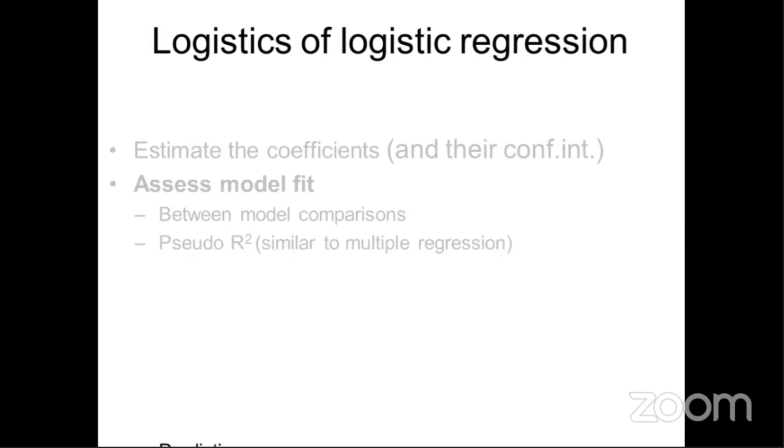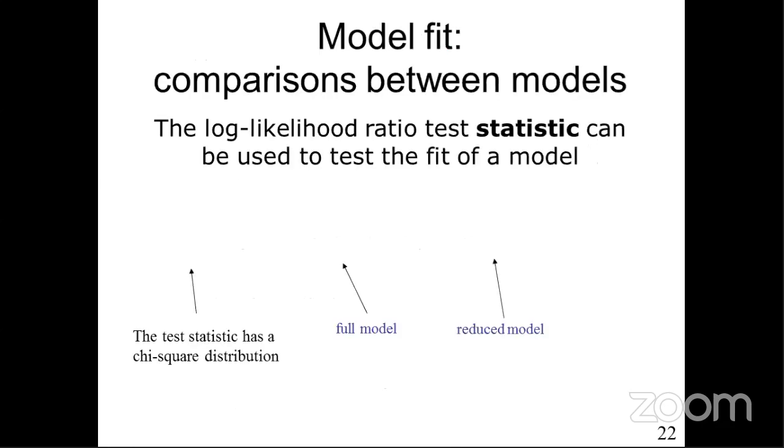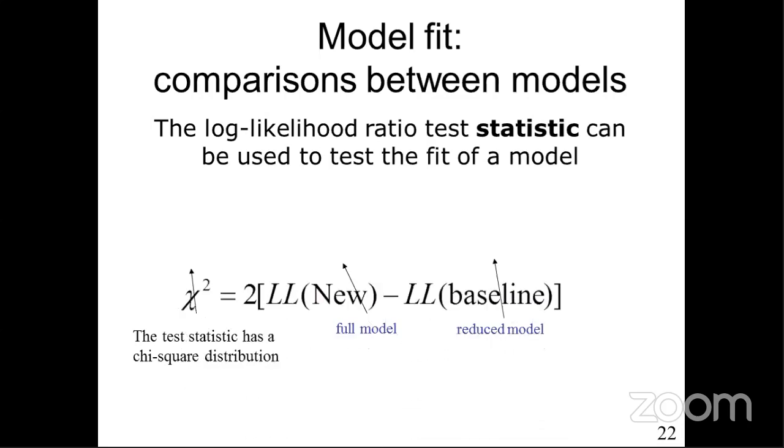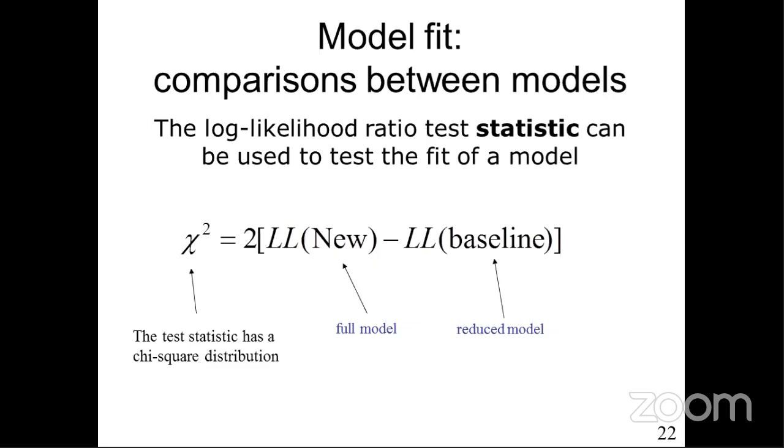Next is the model comparison. So how do we compare two models? In logistic model analysis, to compare between two models, we make use of the log likelihood ratio test. Here you have two models: one is called the full model, the other is called the base model. This log likelihood ratio follows the chi-square distribution.